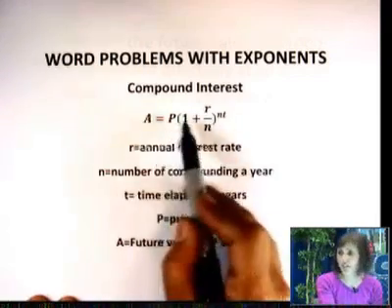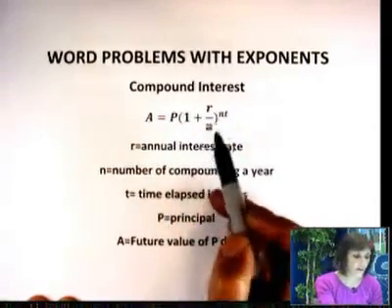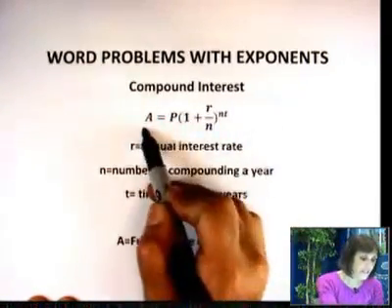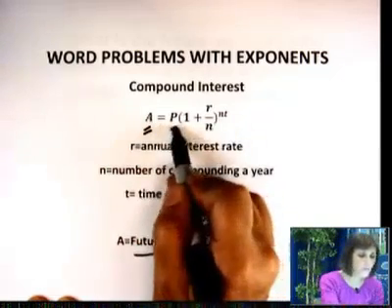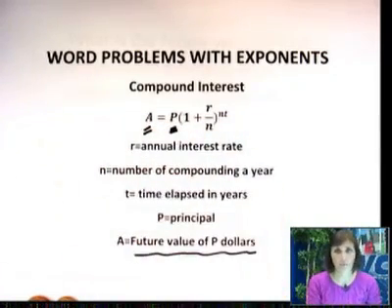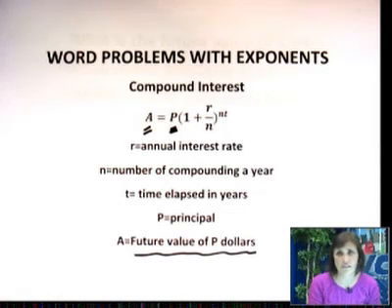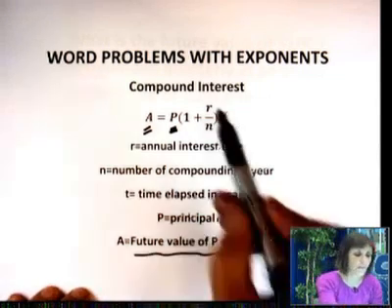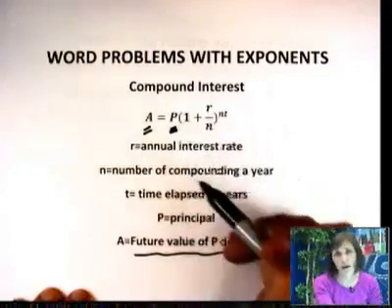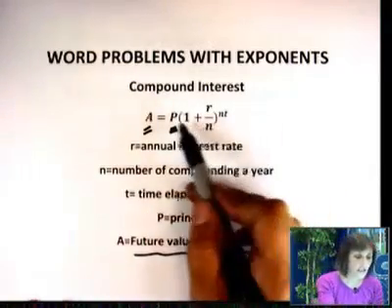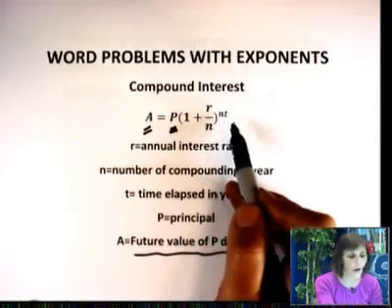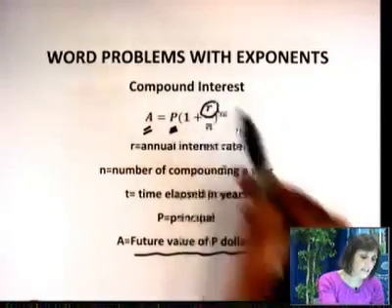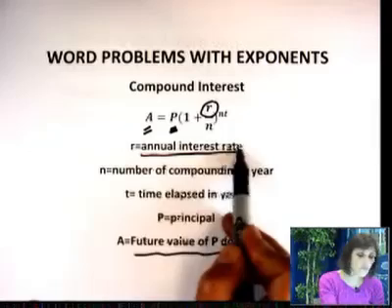And each letter means something in here. Now, A is the future value of P dollars. P is what you put in a bank, for example, and then they compound the interest every some period of time. It all depends what they're doing. And the formula, don't worry about where the formula comes from, is P times (1 plus r over n) to the nth power. Now, r is your annual interest rate.